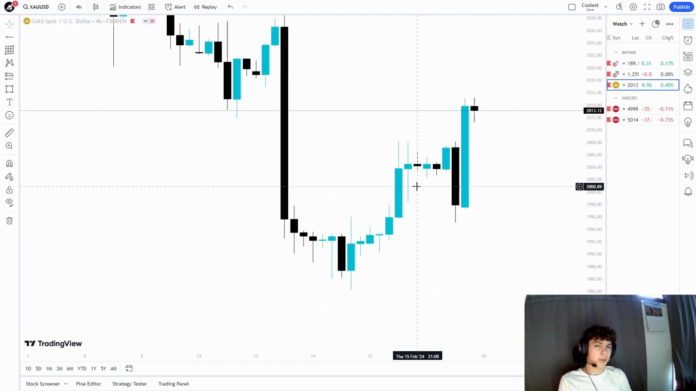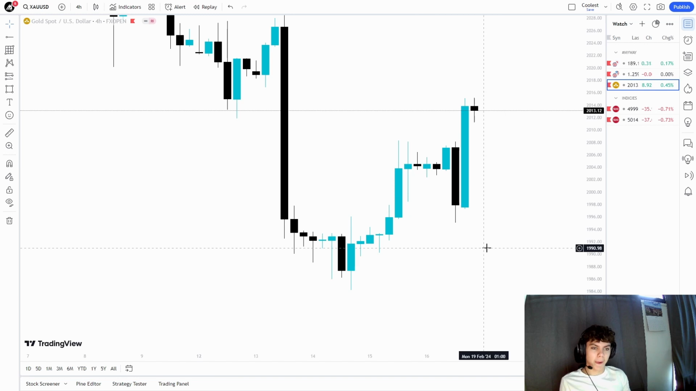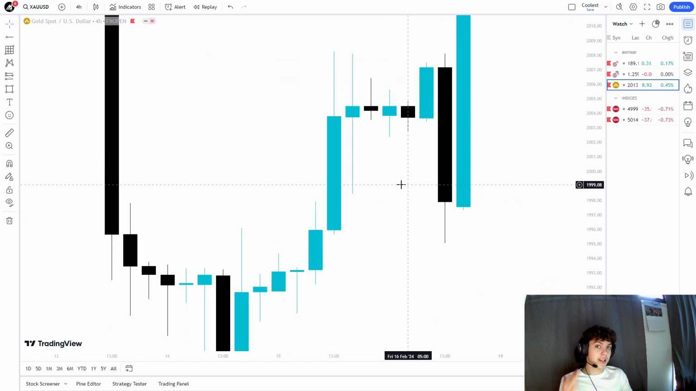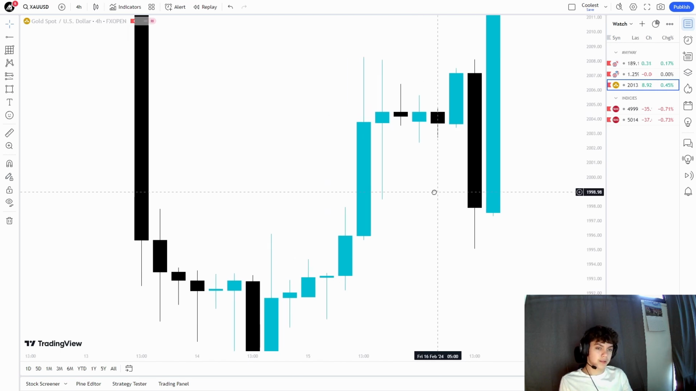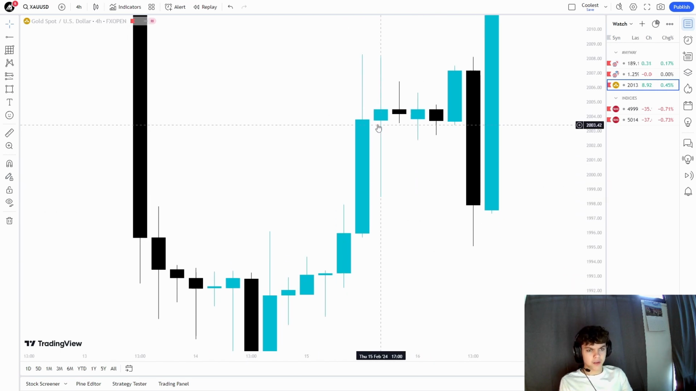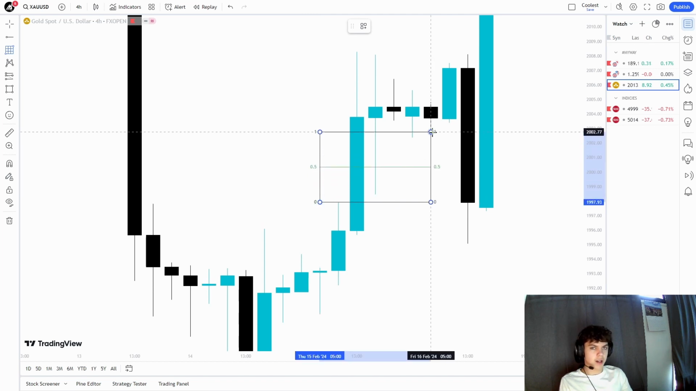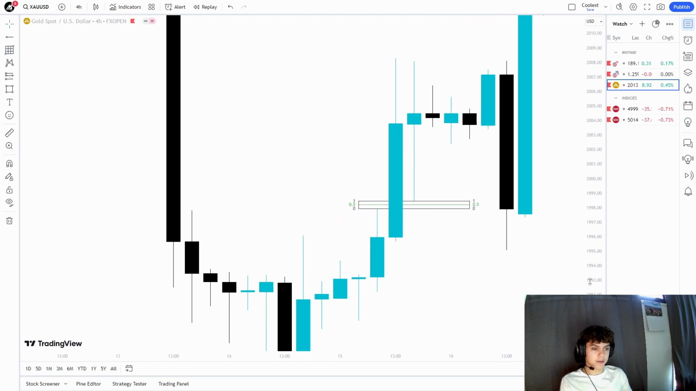Okay, now let me show you an example of what a fair value gap is not. Let me show you what is not a fair value gap. Look at this. As you can see, these 3 candles move. You might think, okay, fair value gap. Nah, bro. As you remember, you gotta take it from here.